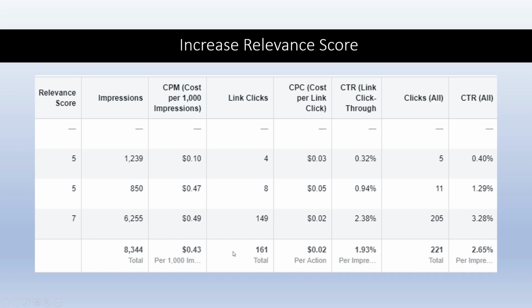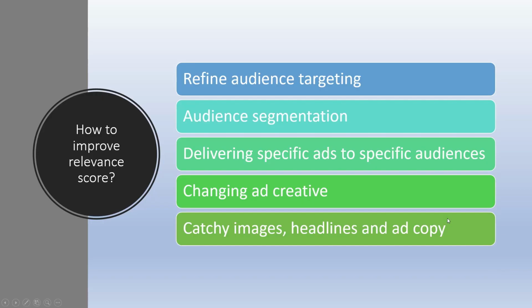I just took a snapshot this morning, and this is a very evident example of why you need to focus on relevance score, because when your relevance score is high, you are getting more reach. Look at this, 6,000 impressions, your cost per click is low, your click-through rate is high, and you're getting more results. So that is why you need to focus on relevance score to optimize your ad campaign.